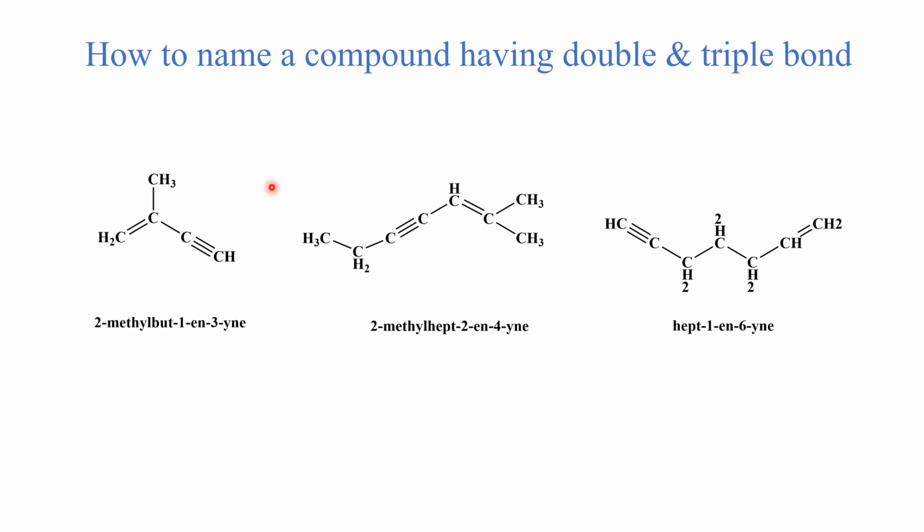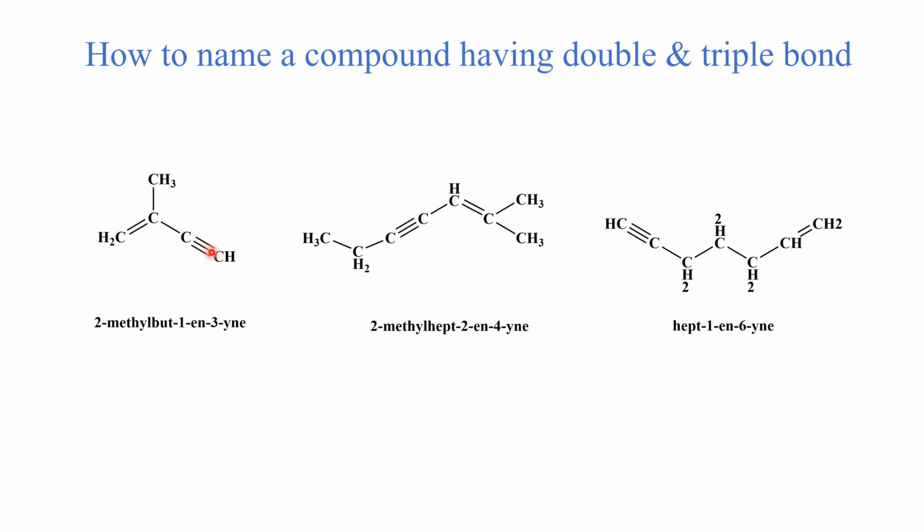Now there is another interesting point, that we could have a compound which has a double bond and at the same time has a triple bond. So how will we name that one? What would be our preference for the numbering and for the parent name? Definitely the triple bond gets the preference.